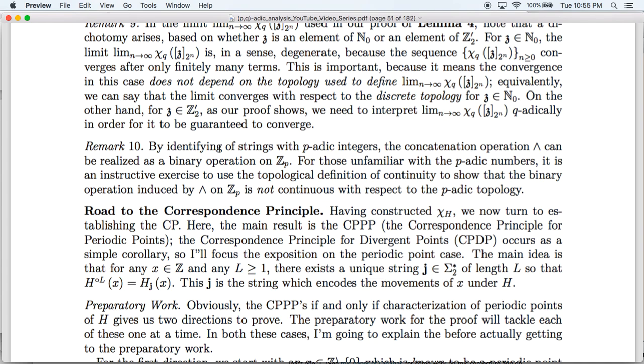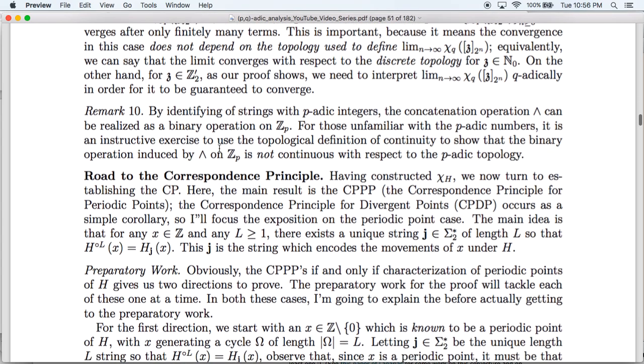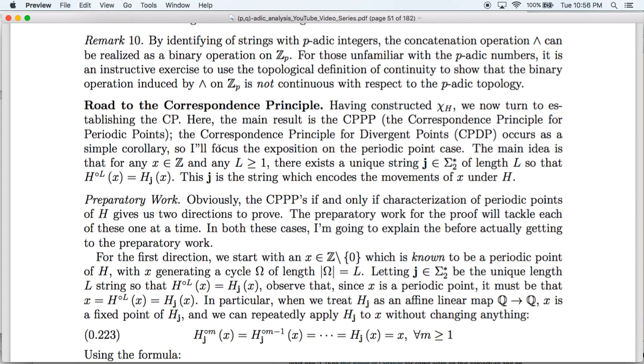The main idea is that for any x in the integers and any integer L greater than or equal to 1, there is a unique string, bold J, of length L, such that applying H_J of x is the same thing as applying H itself to x L times in a row. This J, of course, is the one that encodes the movements of x under H. So let's get started with the preparatory work. Obviously, the CPPP has an if and only if statement, and that means we have two directions to prove.